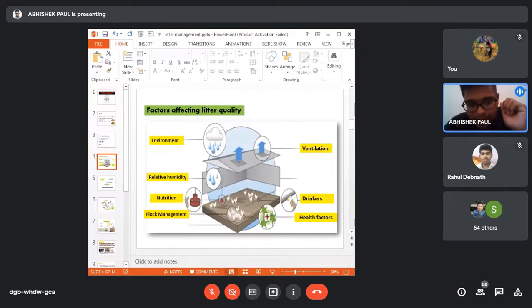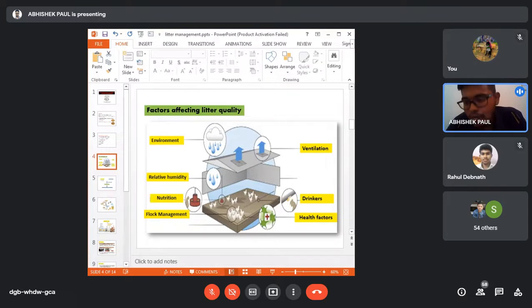How does the environment affect the litter quality? Suppose there is too much rain, then definitely the humidity will be more, and if humidity is more, the litter material will get wet very easily. Second is ventilation. If the ventilation of the animal house is not good, as I already discussed in the case of dairy cattle, the excess moisture from inside the house will not go outside. So ventilation is very, very important, and it affects the quality of the litter material.